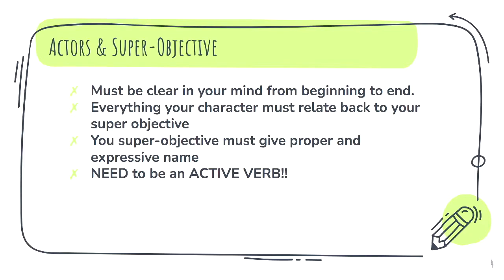Your SuperObjective must be given a proper and expressive name. You've got to name what your objective is. Don't just be like, I sort of know what I want. I was like, no, you've got to figure it out and name it. Just like in part 2, when I talked about naming the scenes and the beats and things like that, you need to name your objective. And you need to give it one of those active verbs. Nothing passive. Your character wants something, and you really have to figure out what it is and how it relates back to that playwright.